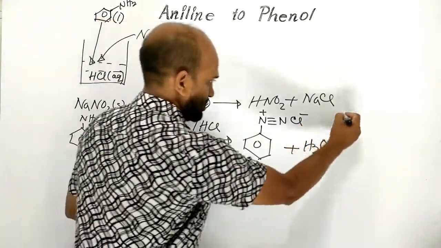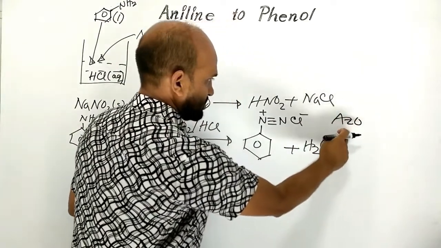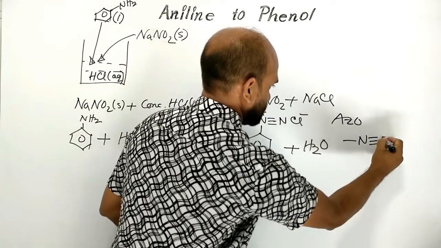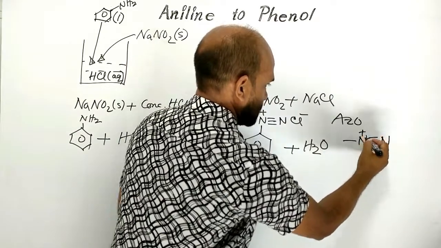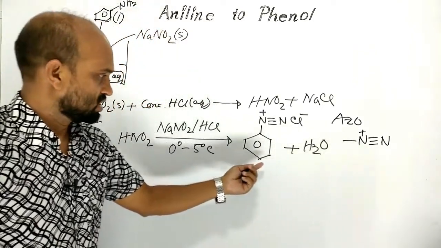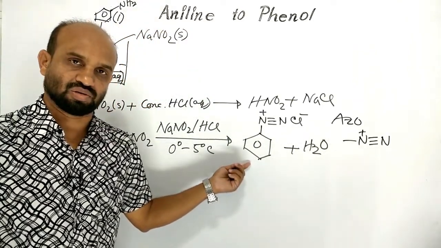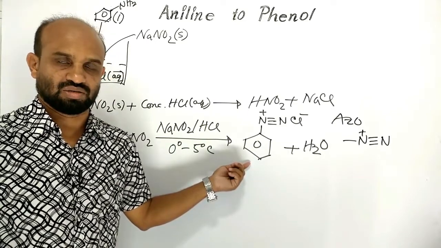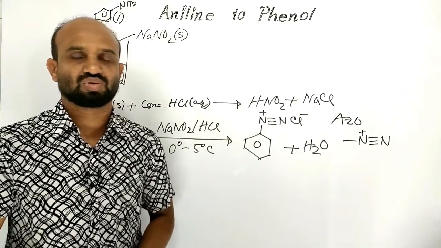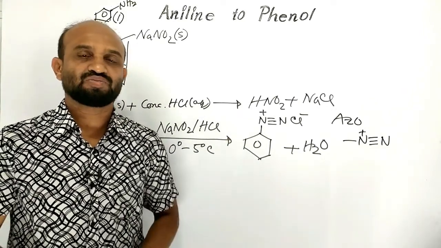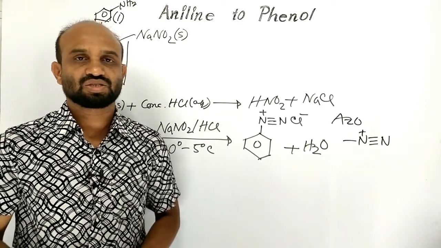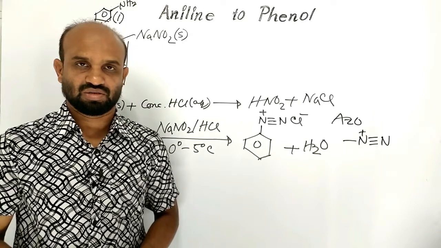Here azo means nitrogen atoms, and this group is known as the diazonium group. So this is a diazonium salt, benzene diazonium chloride. It has great importance. Benzene diazonium chloride is used to prepare different types of bright colored dyes. So there is much importance of benzene diazonium chloride.